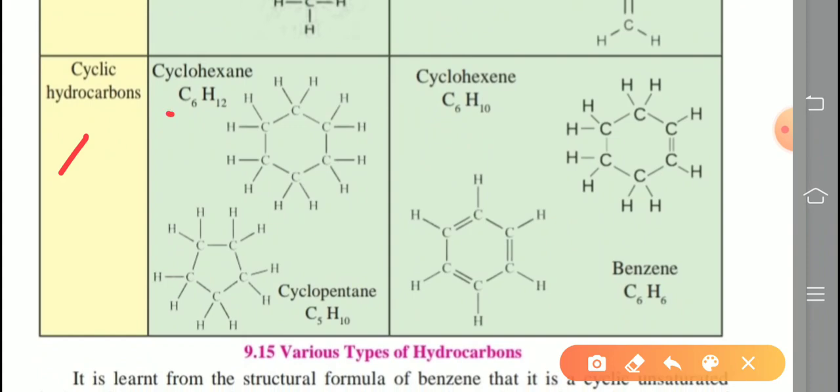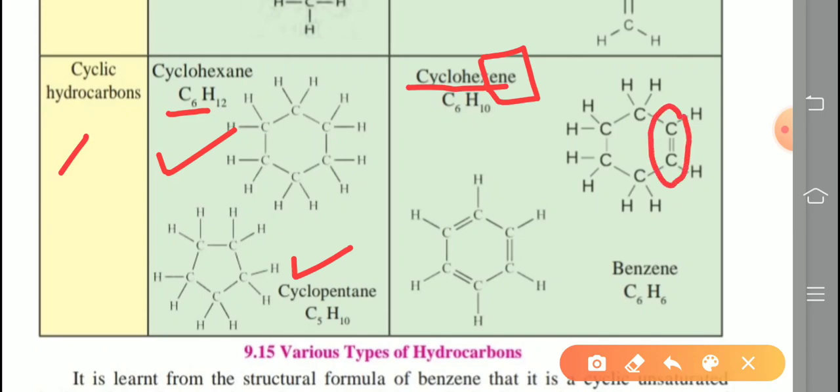So we learned about this example, cyclohexane, in the previous point. 6 carbons in the form of a ring, so cyclohexane. 5 carbons in the form of a ring: 5 carbons means pentane, but in the form of a ring, so that is called cyclopentane. Next, cyclohexene. Hexane means 6 carbon atoms, but hexene, at the last, what? ENE present. So a double bond is present in the ring, and the remaining valencies are all satisfied by hydrogen atoms. So cyclohexene.